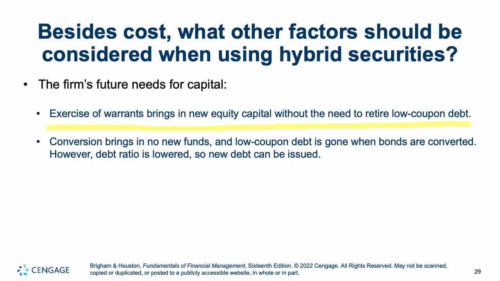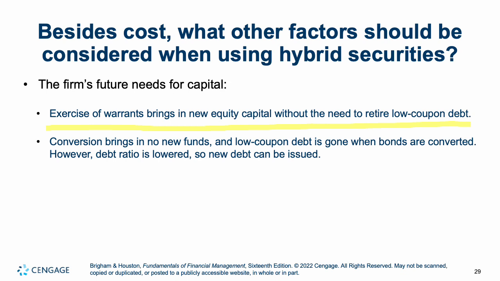If the market's now demanding a much higher coupon rate on new debt, we would not want to do that. So we don't have to retire that debt, and we get to bring in more capital via equity. Conversion brings in no new funds, and low coupon debt is gone when the bonds are converted. But our debt ratio is lowered, so new debt can be issued.